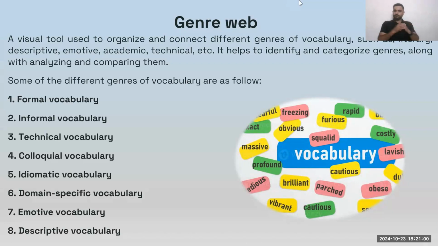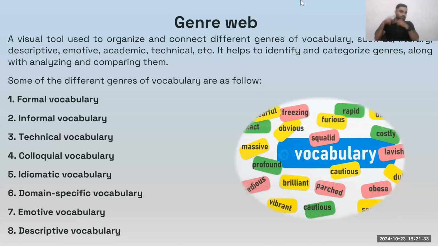So there's a list as follows. We have formal vocabulary, basically used for formal writing, speeches, and professional settings. We have informal vocabulary used for day-to-day conversation, casual writing, and social media. We have technical vocabulary related to a specific field, industry, or profession. We have colloquial vocabulary related to cultural expressions, idioms, and slang. We have idiomatic vocabulary related to phrases and expressions with non-literal meanings. Then we have domain-specific vocabulary, the words related to a particular field or industry.